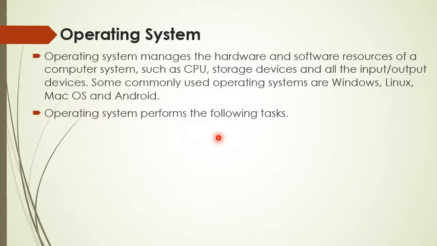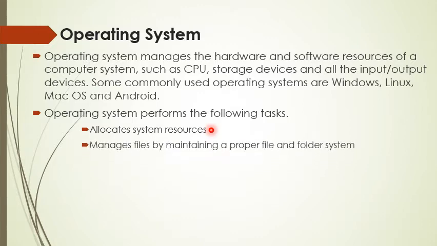The operating system performs the following tasks. What are the tasks performed by the operating system? Let's discuss one by one. Allocate system resources. When a process or a program is running, it requires some resources. The operating system allocates those resources to that process. Manage files by maintaining a proper file and folder system.